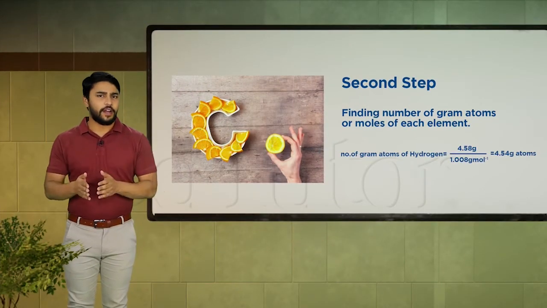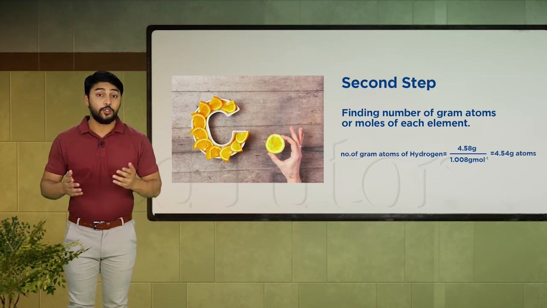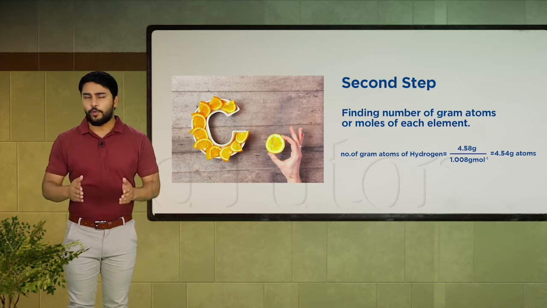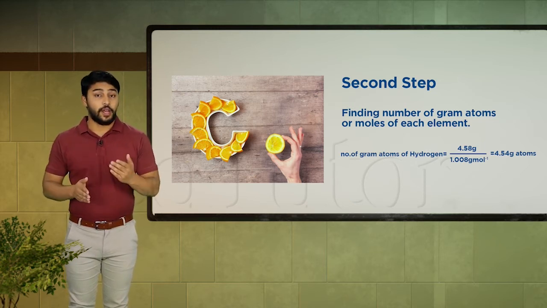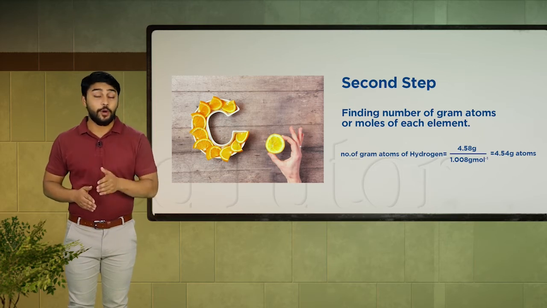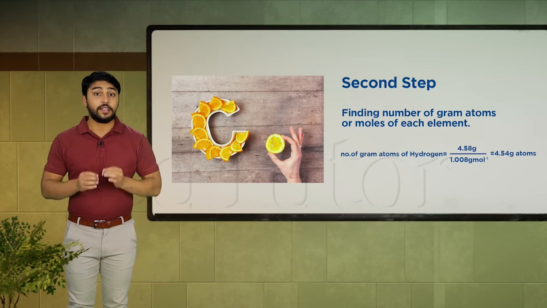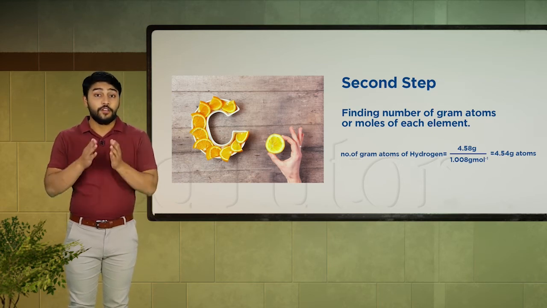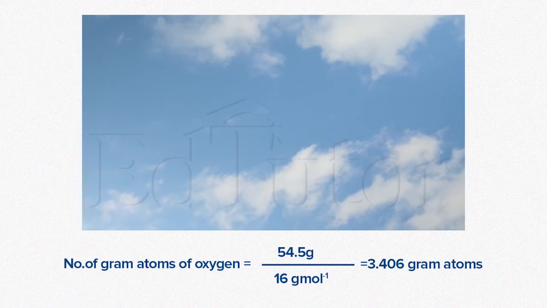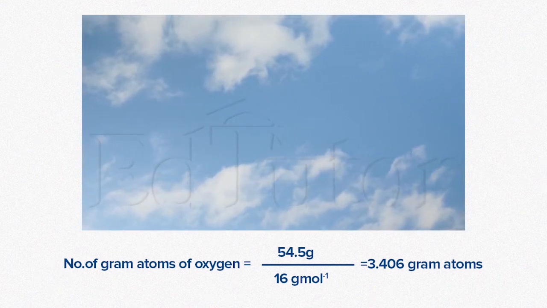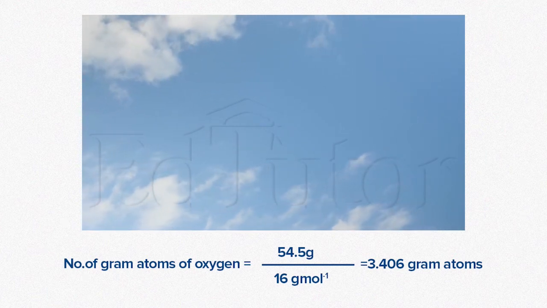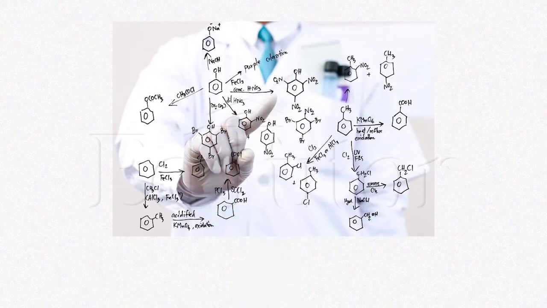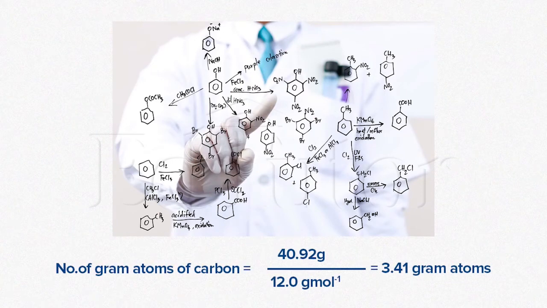For this, we will divide the mass of the elements by their atomic masses. So, for the number of gram atoms of hydrogen, we will write 4.58 grams, that is its mass, divided by 1.008 gram per mole, that is its atomic mass, will give us 4.54 gram atoms. Similarly, for oxygen, we can write 54.5 grams divided by 16 gram per mole, will give us 3.406 gram atoms. In the same manner for carbon, it can be written as 40.92 grams divided by 12 gram per mole, will give us 3.41 gram atoms.